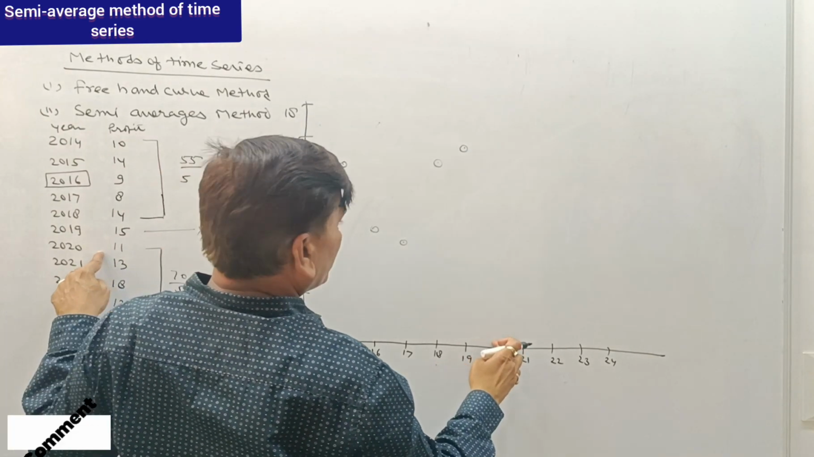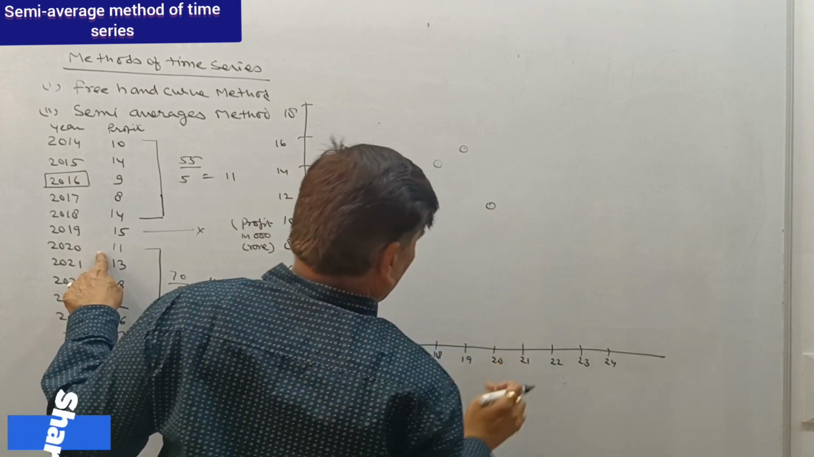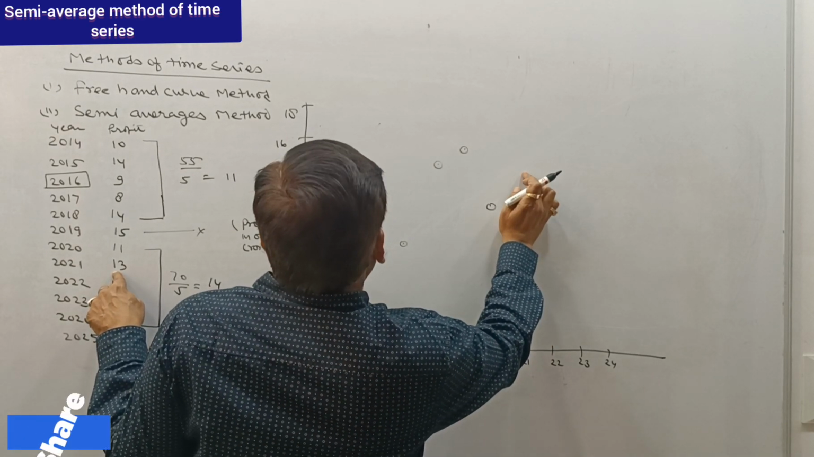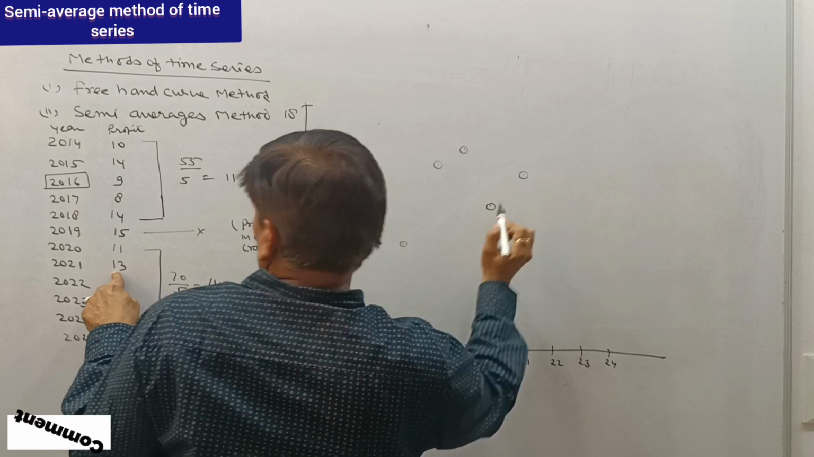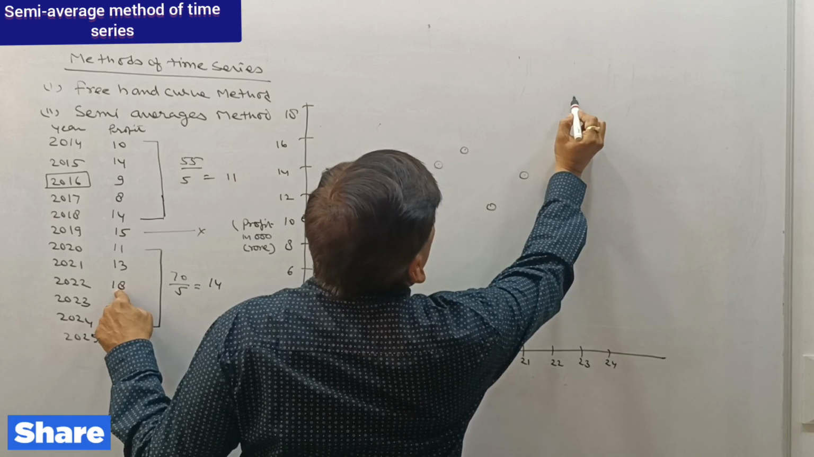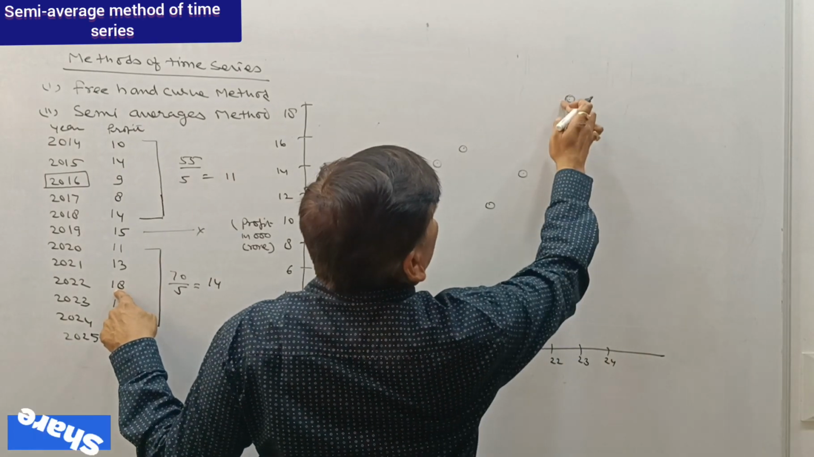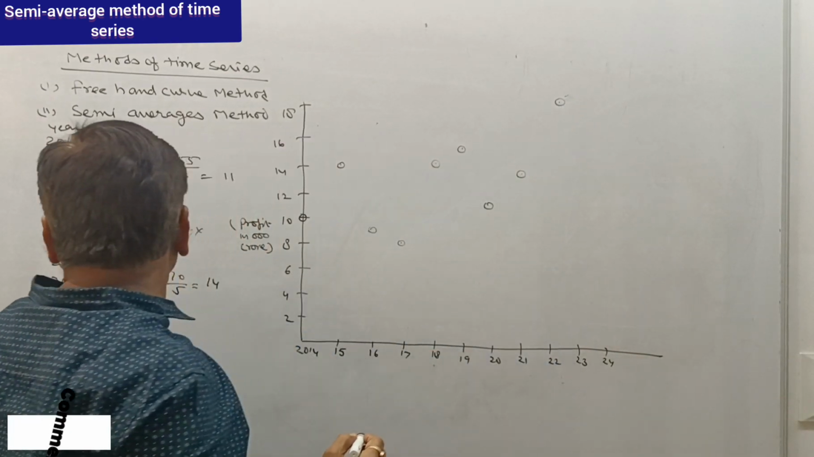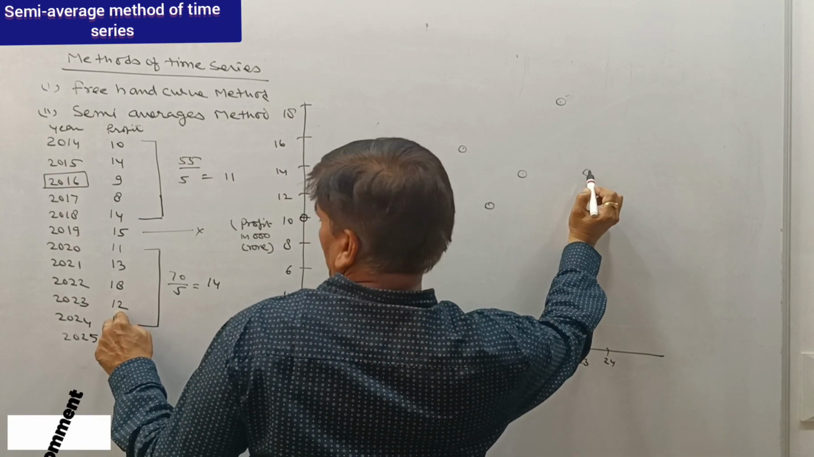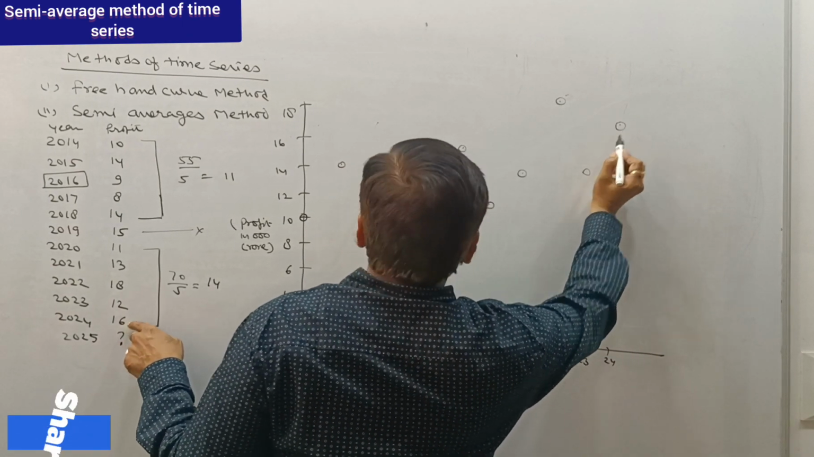In 2020 it's 11. In 2021 the data is 13. In 2022 it's 18, the maximum. In 2023 the data is 12. And in 2024 it's 16. So this is our original data.